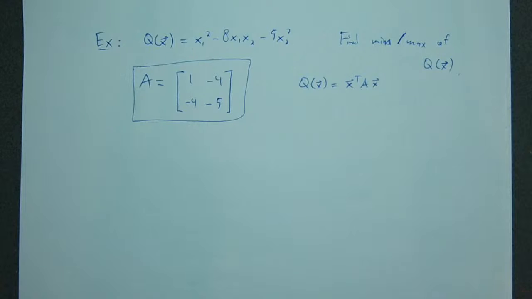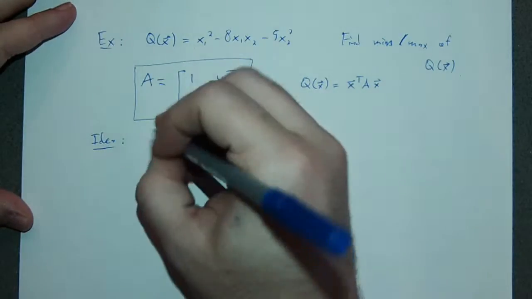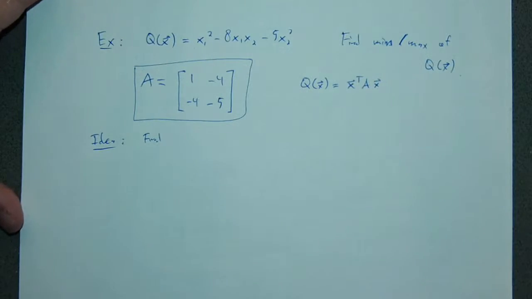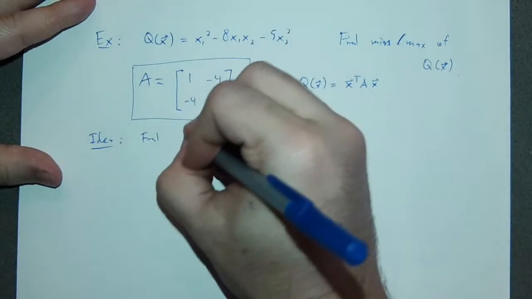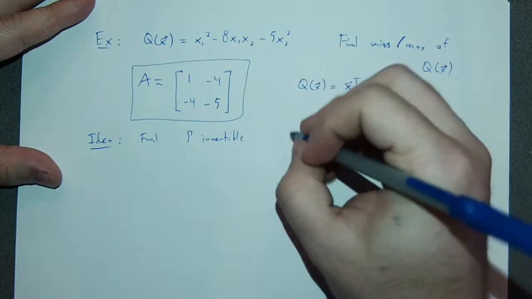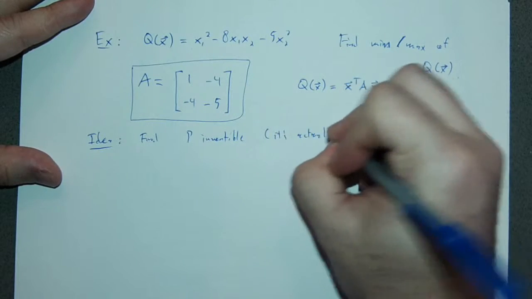Again, you could check that if you really wanted to, but we're not. We're just going to go here. So the idea is I want to find some P that's invertible. In fact, it's going to be better than that. It's actually going to be orthogonal.